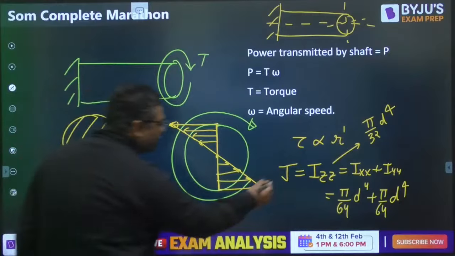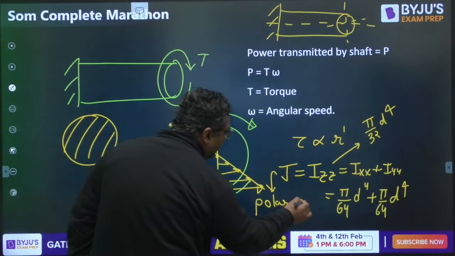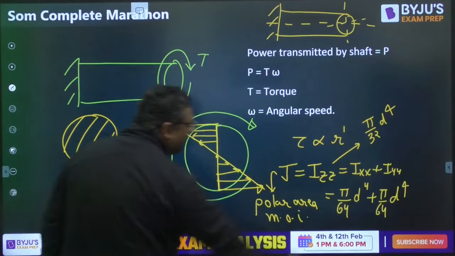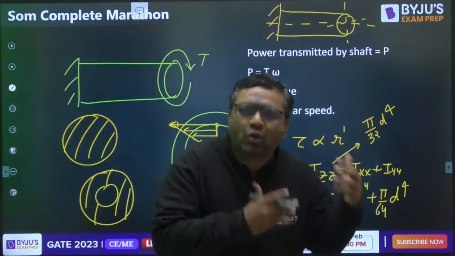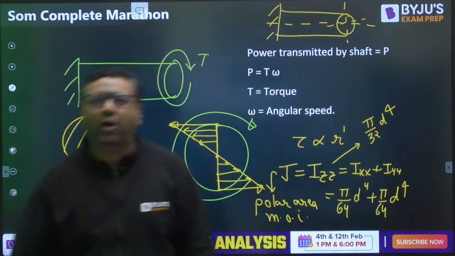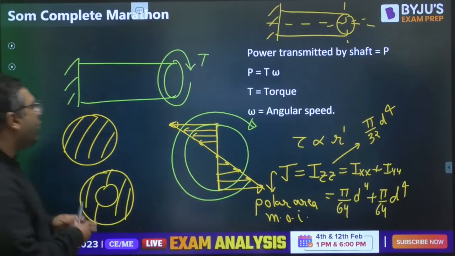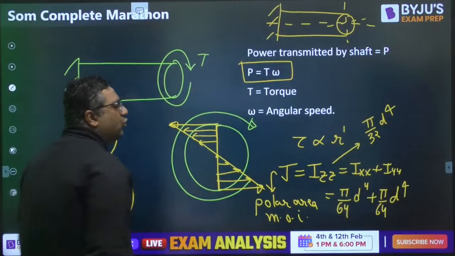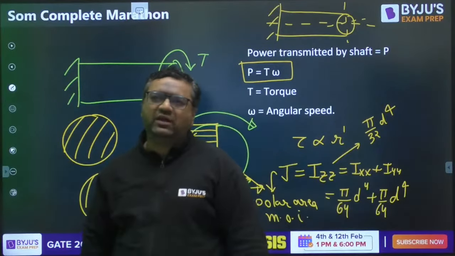This J is also said to be the polar area moment of inertia. It is also said to be the polar area moment of inertia. And I feel everybody knows J tells us resistance to torsion. So guys, this is how the things are going to happen. Now, my dear, the power is given as torque into omega. Now, my dear, this is the torsional equation we have seen.